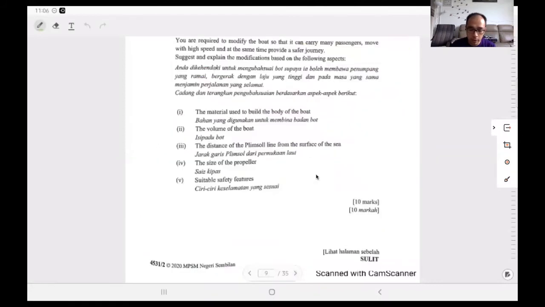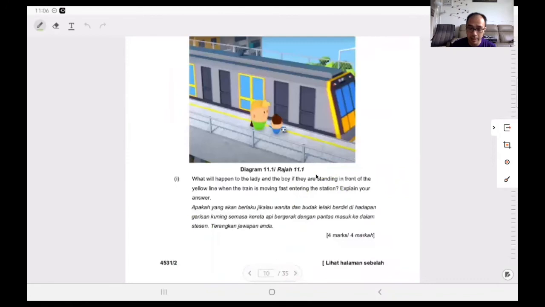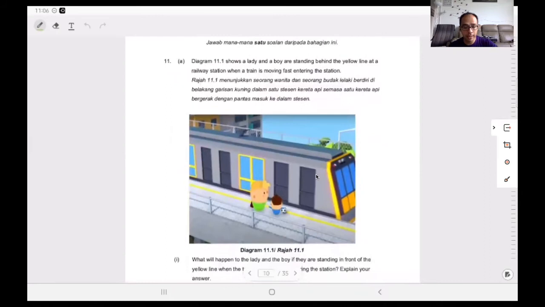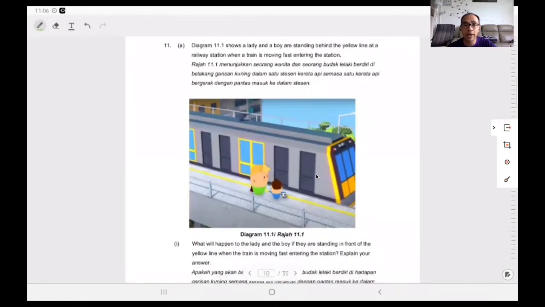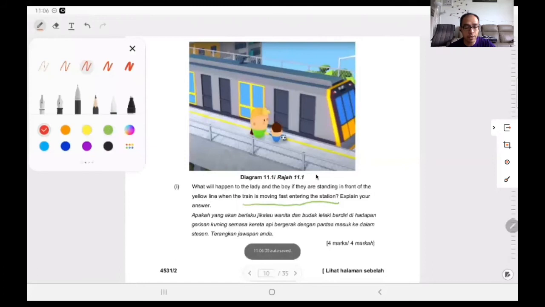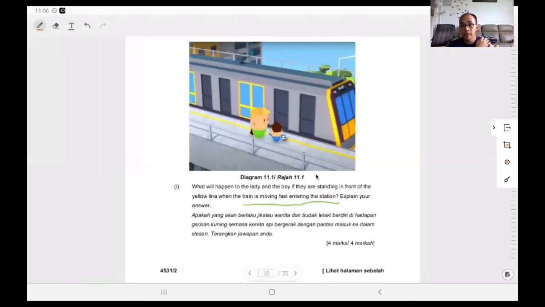Now Bernoulli's principle is also asked again in this one, and also the same explanation. Diagram 11.1 shows a lady and a boy standing behind the yellow line at the railway station. So cute of this lady and this boy, like cartoon characters. What will happen to the lady and the boy if they are standing in front of the yellow line and the train is moving fast entering the station? Anybody who has any experience crossing the road when a car moves very fast will feel like being pulled forward. You feel like you're being pushed forward.